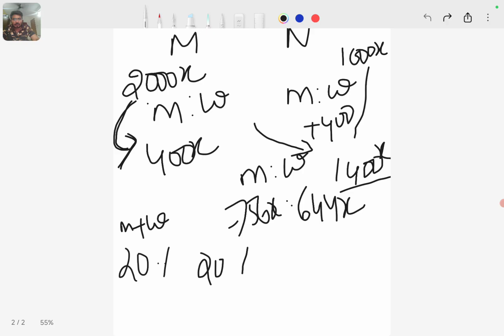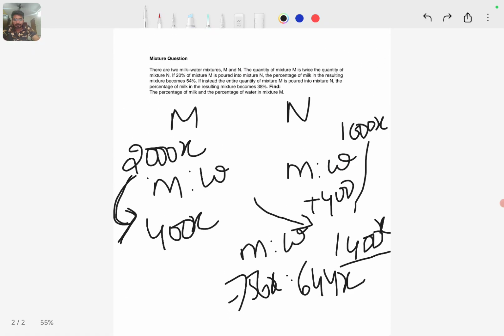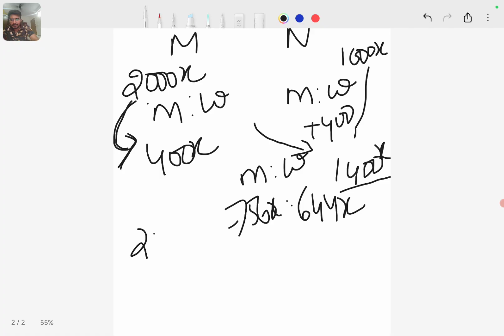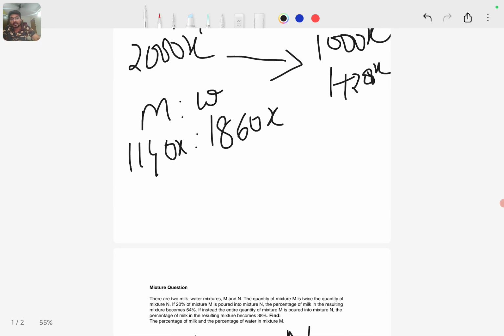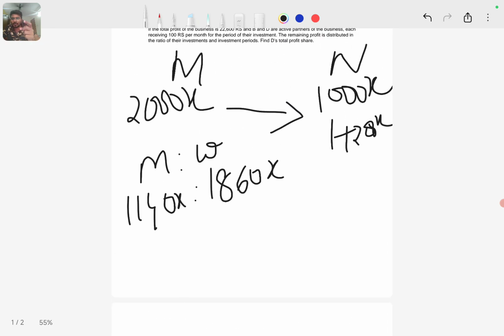So I will go ahead and solve this question within no time. So here we have added 20% of milk. In the second condition, we have entirely poured mixture M into the mixture N. So here we have added 100% of milk and 100% of water, that is 100% of mixture M, into the mixture N. Okay, milk.